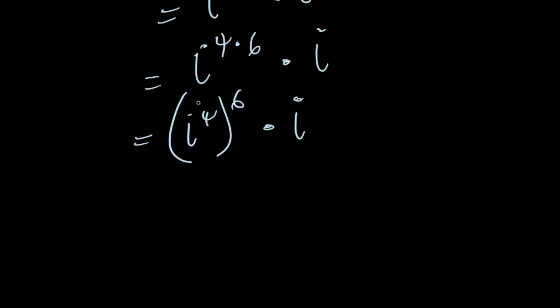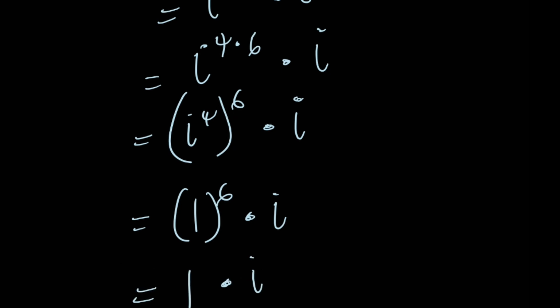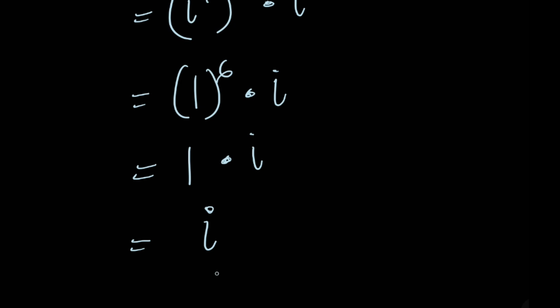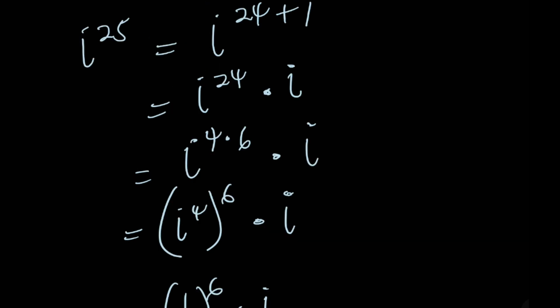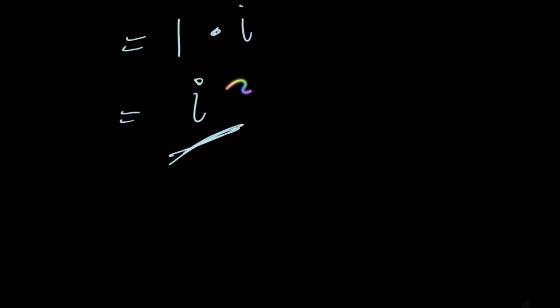So then i to the power 4, we've already resolved that i to the power 4 is 1. So in place of this, we are going to put 1. So that's going to be 1 raised to the power 6 times i. And 1 to the power 6 is 1. So that's going to be 1 times i. And that's going to be i. So the value for i to the power 25 is i.